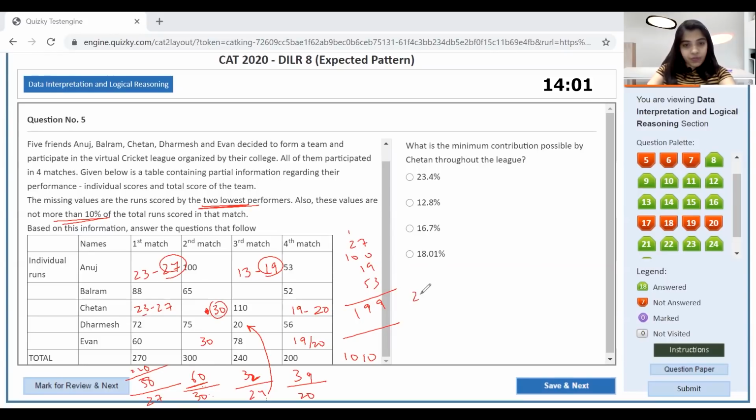23, 30, 110 and 19. Right. That gives 182. Again, we'll have to open a calculator. As a percentage, they're asking, right? So we have 182 divided by 1010. 18.01.